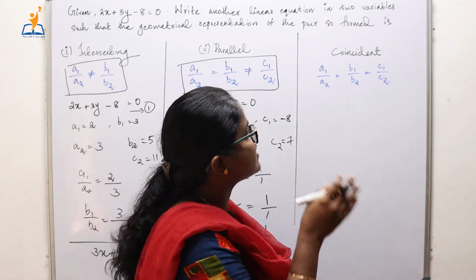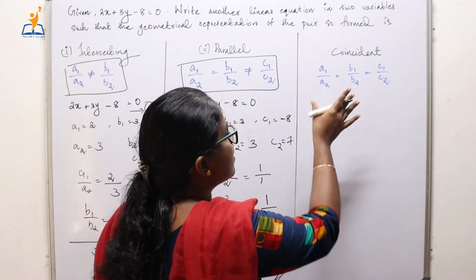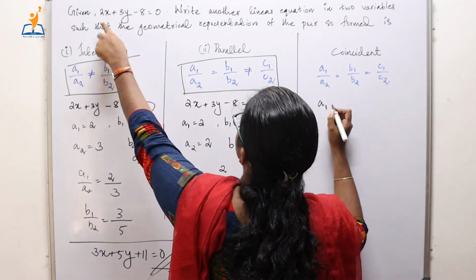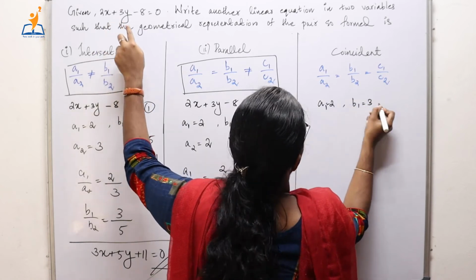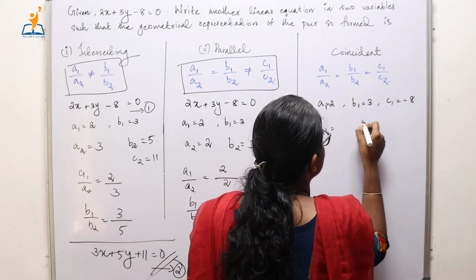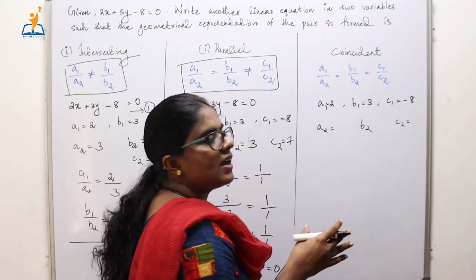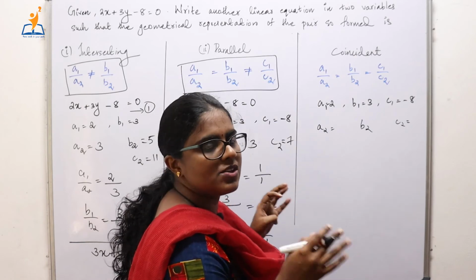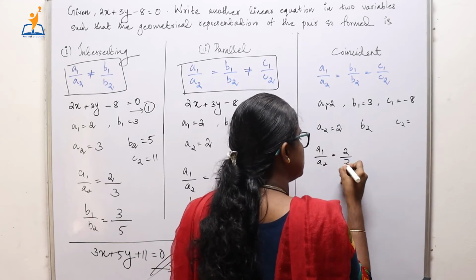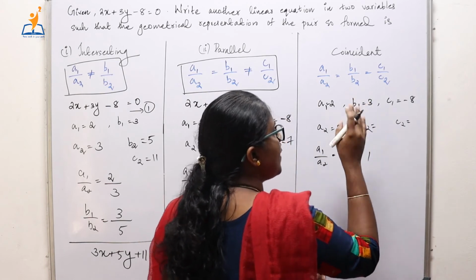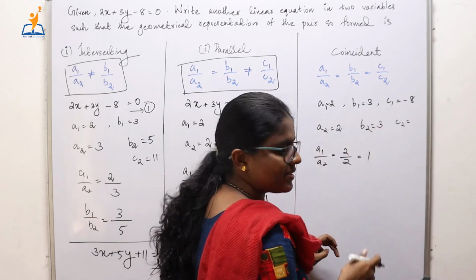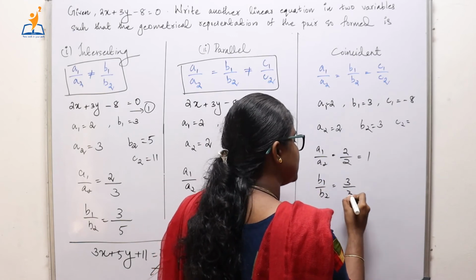Now we will go for the third condition, that is the lines should be coincident. For that we want these three ratios to be equal. So we have a1 from this equation as 2, b1 as 3 and c1 as minus 8. We want to make all the three ratios equal. So we want to find a2, b2 and c2 such that all the ratios a1 by a2, b1 by b2 and c1 by c2 are equal. So we can choose a2 as 2, then a1 by a2 will become 2 by 2, that is 1. Now we want to make b1 by b2 and c1 by c2 equal to 1. So in order to do that, I choose b2 as 3, so that b1 by b2 will become 3 by 3, that is 1.